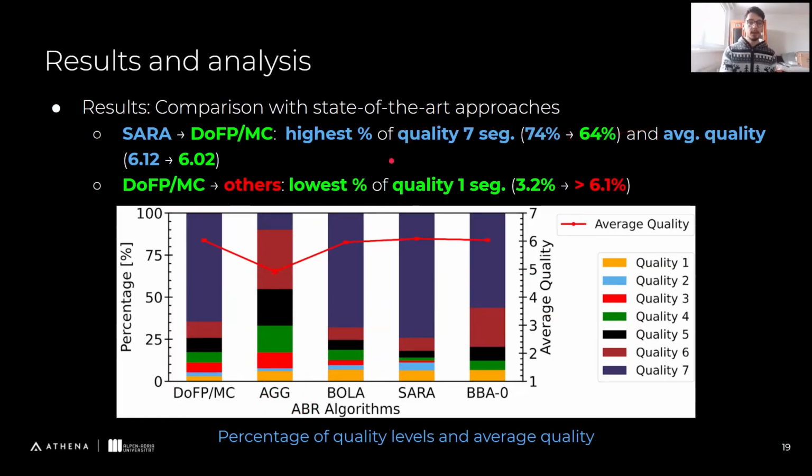74%, and the average quality is 6.12, whereas DFPMC provides a good result with 64% for the highest percentage of quality 7 segments and 6.02 for average quality. But DFPMC provides the best result for the lowest percentage of quality 1 segments, which is 3.2%, whereas the others perform worse, with over 6.1% for the lowest percentage of quality 1 segments.